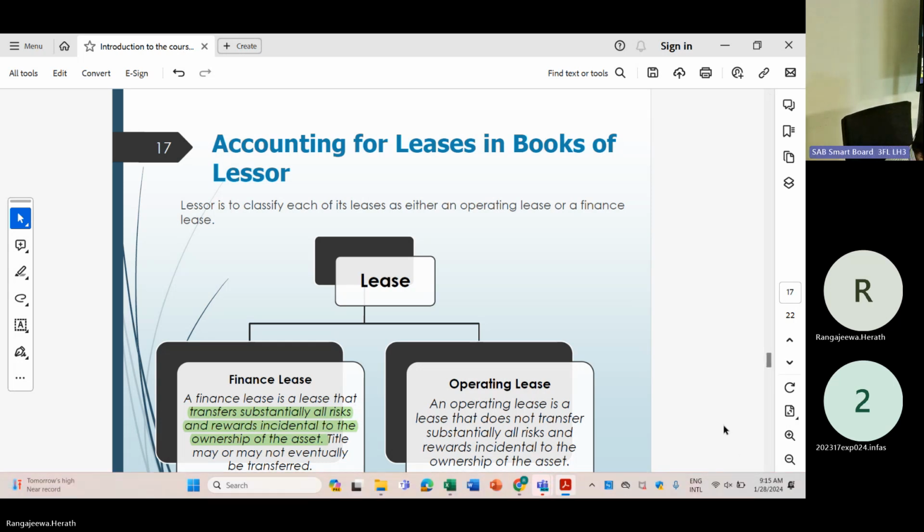Operating lease, the lease that does not transfer substantially all risk and rewards of the ownership of the asset. So you are giving right of use asset without transferring risk and rewards. So in substance, it's like you are giving an asset on rent. Right? You are the owner. You keep risk and reward. But you are giving right of use asset.